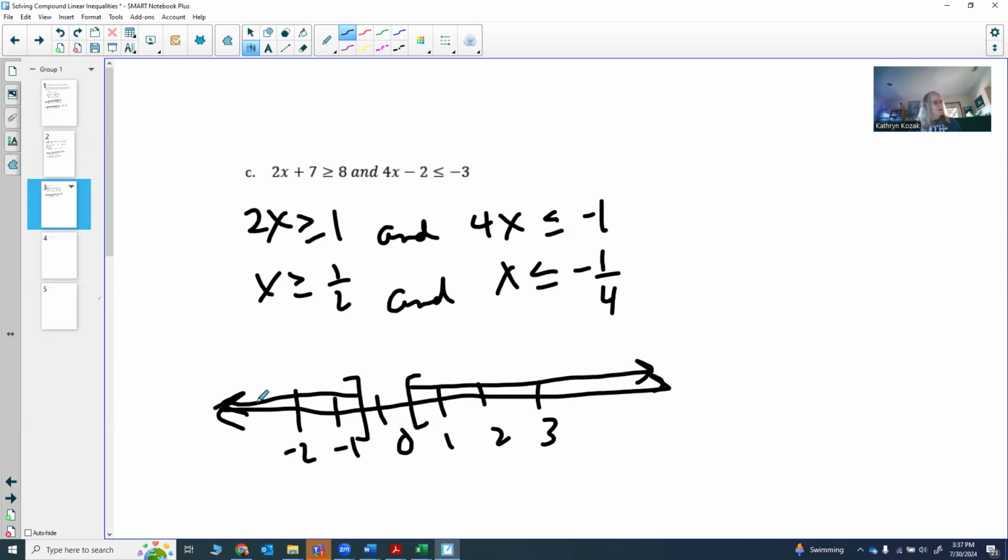Note that "and" statements are supposed to overlap. These two inequalities do not overlap. Since they do not overlap, there are no numbers that will make both statements true at the same time. So there is no solution to this compound inequality.